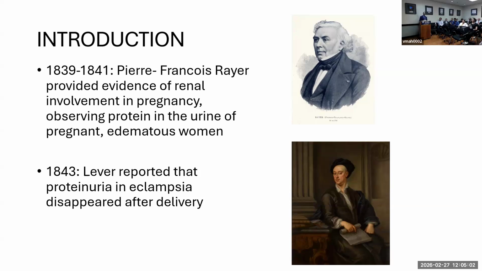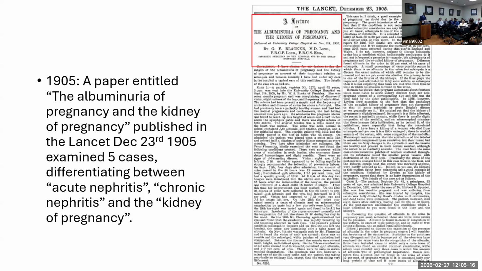of pregnant age-matched women. By 1843, Lever, a British physician and general practitioner with a special interest in obstetrics, reported that proteinuria and eclampsia had disappeared after delivery. In 1905, one of the landmark papers, called the albuminuria of pregnancy and kidney of pregnancy, examined 5 cases differentiating between acute nephritis, chronic nephritis, and the kidney of pregnancy. The kidney of pregnancy referred to in this paper is what we commonly today refer to as preeclampsia.